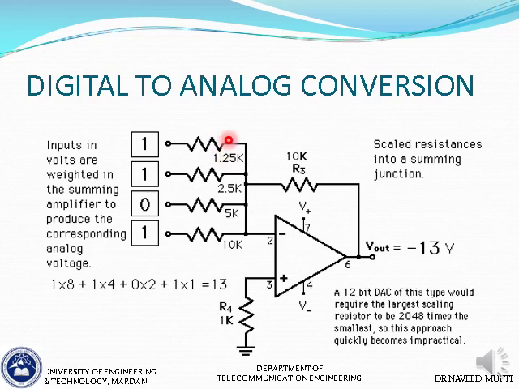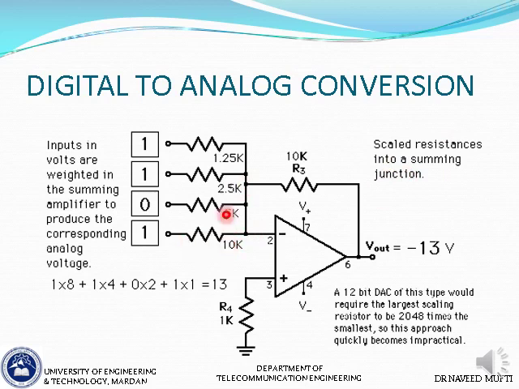So this is what the previous slide was talking about: with a large number of inputs, it becomes very difficult, rather impractical, to achieve these very precise values, each half of the previous resistor. Starting from 10k, 5k, 2.5k, 1.25k, the next will be 0.625k and so on. So it becomes very difficult. So we have scaled resistances into a summing junction. This is our summing junction.